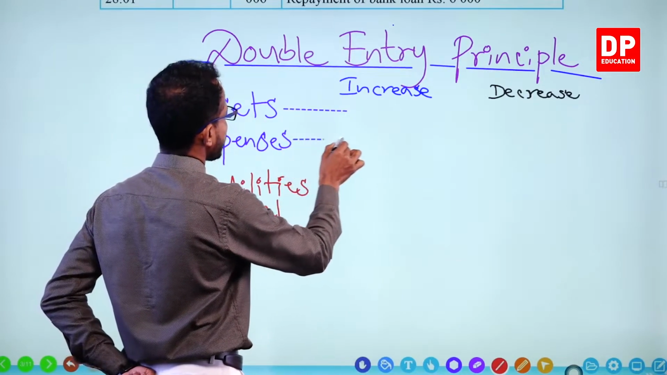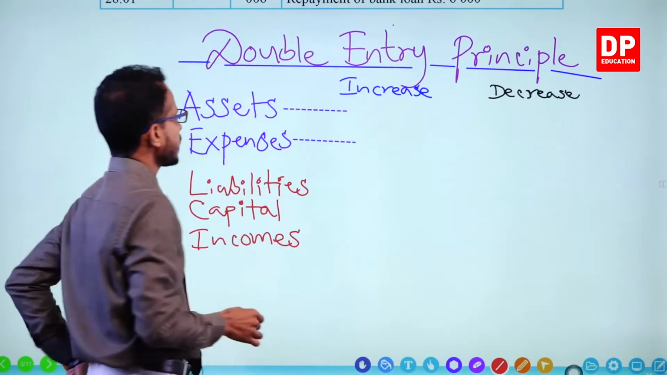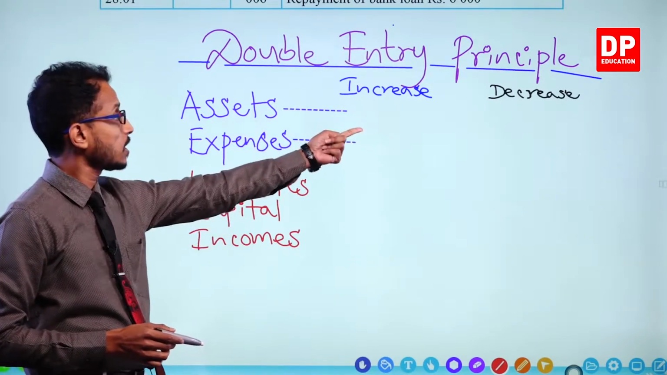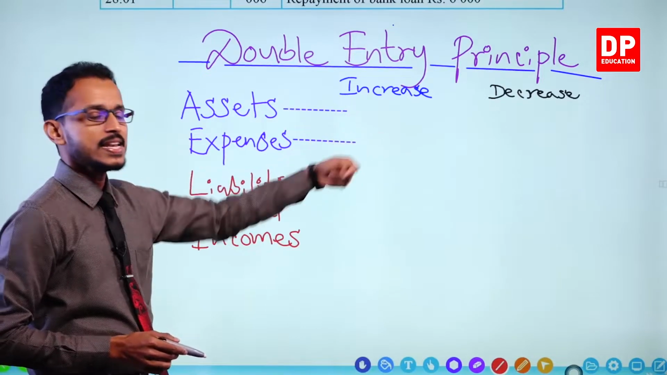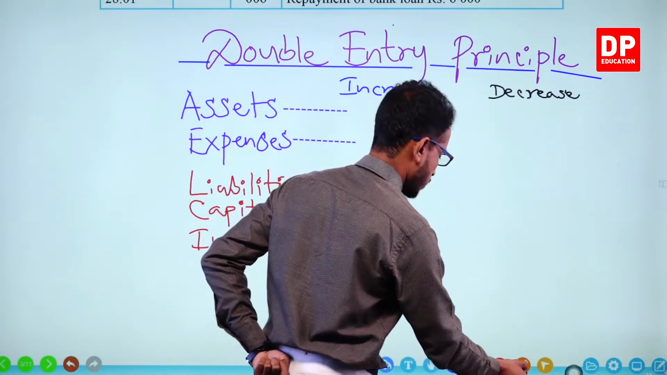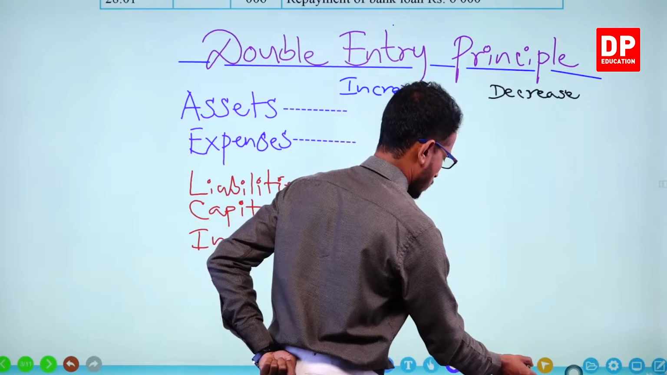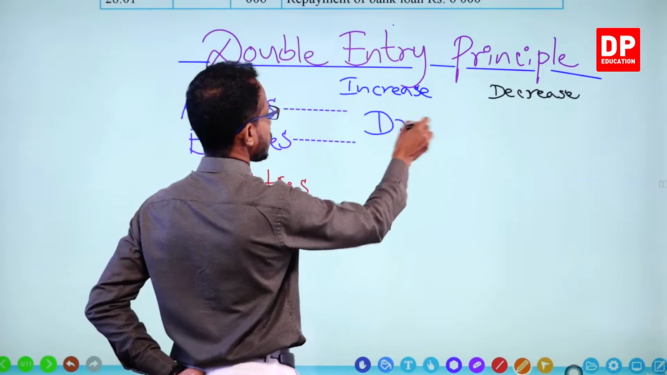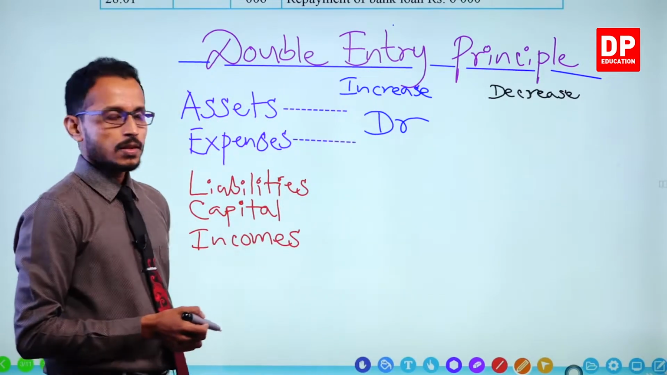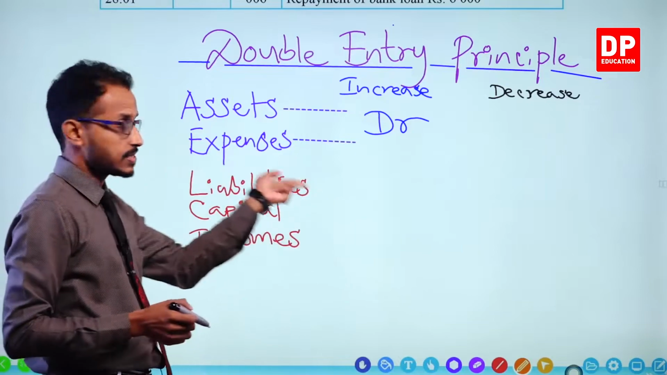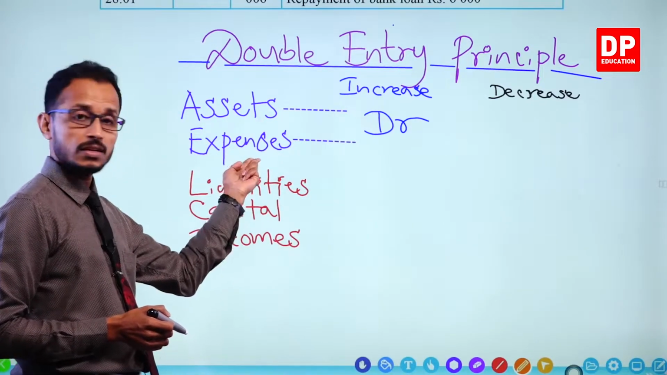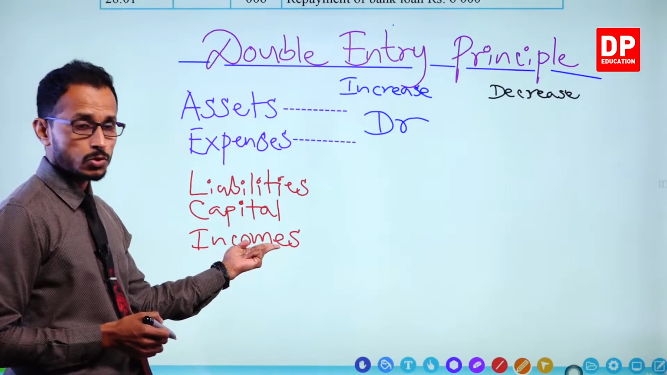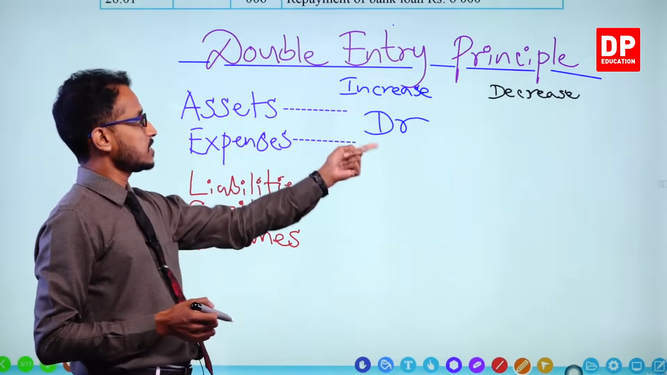Assets and expenses, let's take both of them together. If assets and expenses increase, debit or credit? Increase, debit. That's right. Debit, DR. Always remember that assets and expenses go together. Liabilities, capital and incomes go together. Then assets and expenses increase, debit.